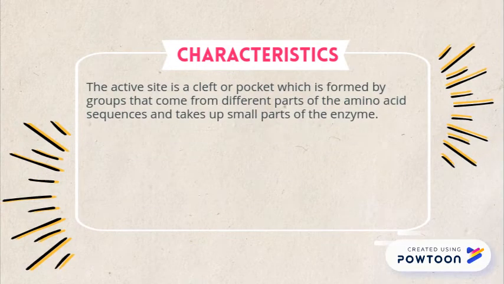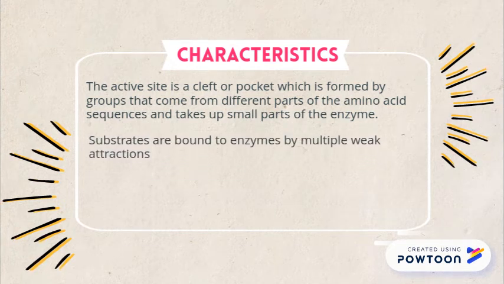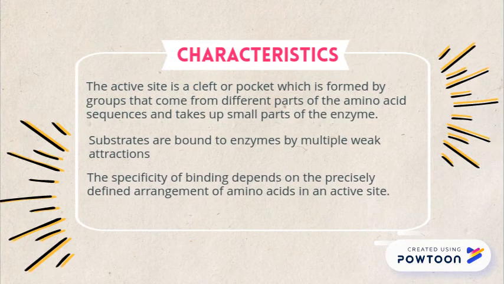The active site is a cleft or pocket which is formed by different parts of the amino acid sequences and takes up a small part of the enzyme. Substrates are bound to enzymes by multiple weak attractions. The binding specificity depends on the arrangement of amino acids in an active site.